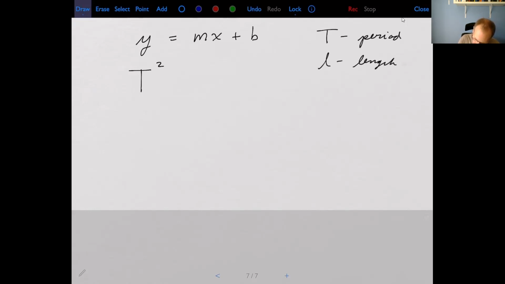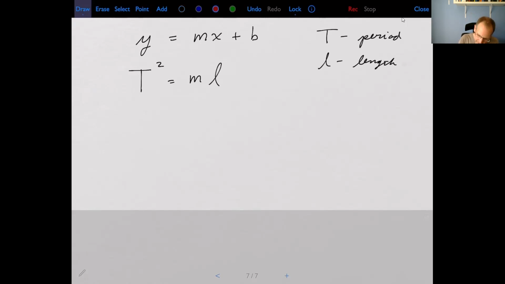Okay, so remember that when you do the graph of period squared versus length, it's going to be linear, right? And we know the general form of a linear equation is y equals mx plus b. So the y in this case, since we have period squared plotted on the y-axis, is going to be T squared. Remember, T is our variable to represent period. And then L is going to be the length of the pendulum. So that's got to equal m, the slope of that graph. And then the x variable is the length, since we have length plotted on the x-axis, so that's L.